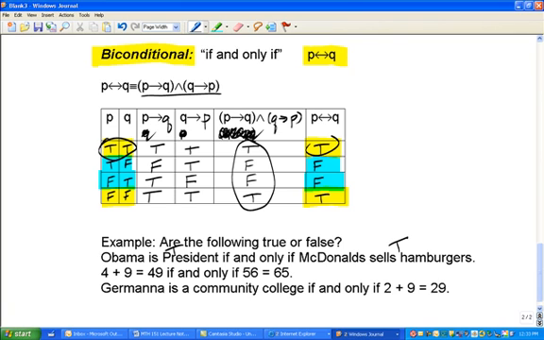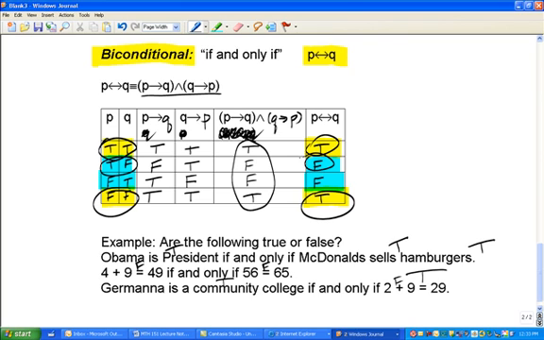All right, 4 plus 9 equals 49. That's false. If and only if 56 equals 65. That one's false. Both of them false. We end up with a true statement. And I think that's the one that's easy to get tricked up on. All right, Germanna is a community college is true. If and only if 2 plus 9 is 29. That part is false. True if and only if false is false.